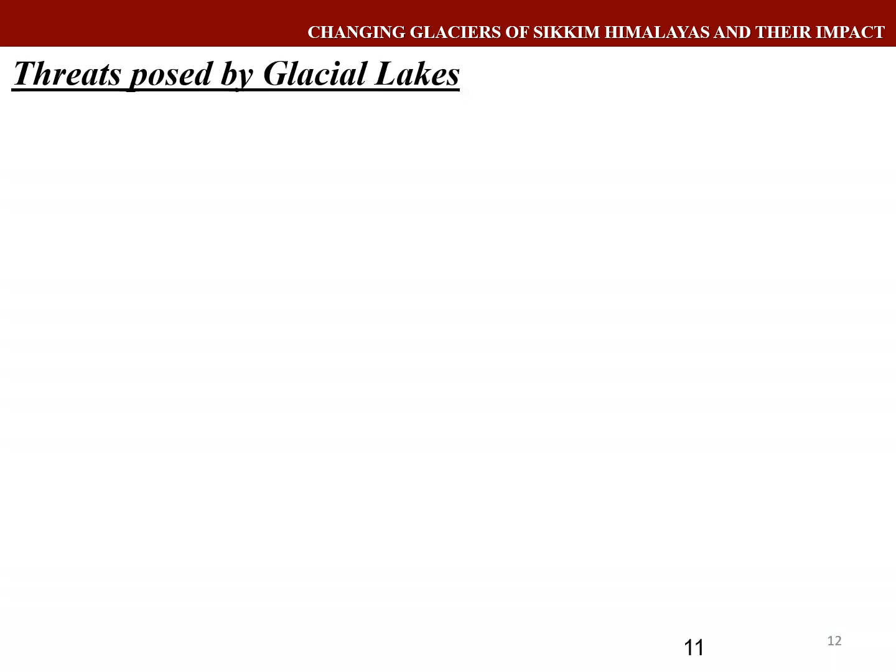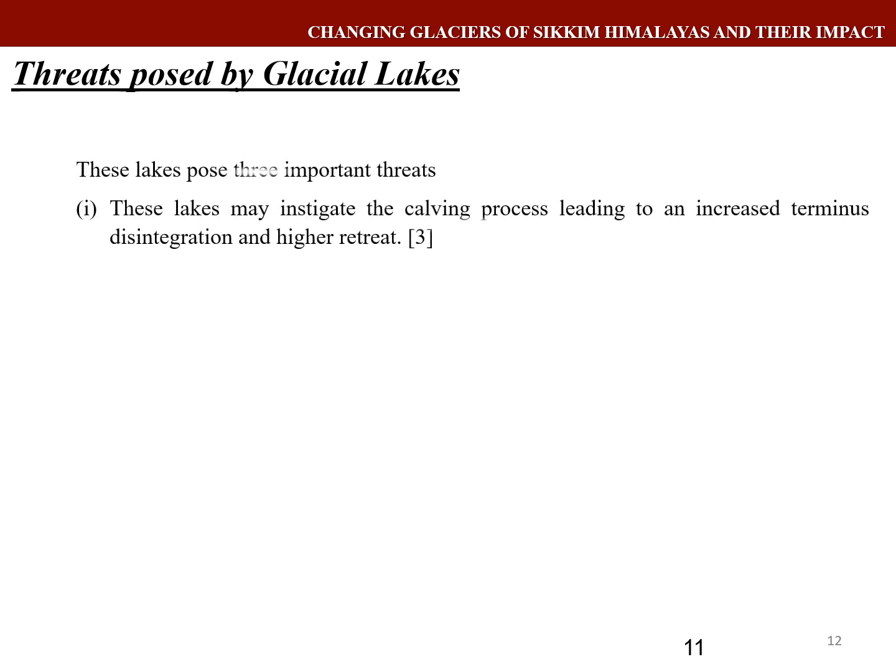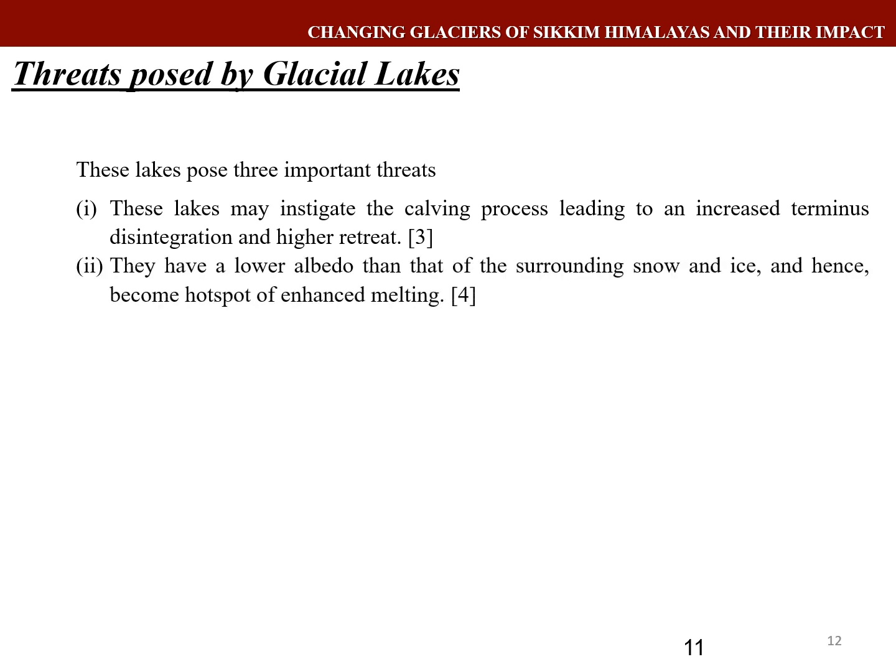So there are many threats posed by these glacial lakes. You can see that they cause a calving process in which the whole thing breaks down. I'll show you another video also. Water absorbs more heat, while snow reflects heat. So snow keeps the region cool, but once the lake is formed, it absorbs more heat and makes the region warmer.